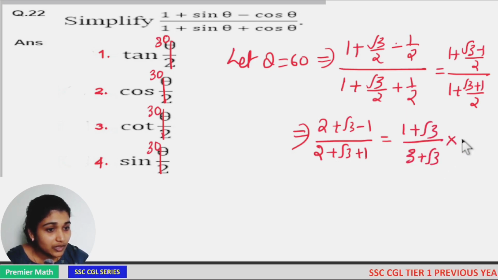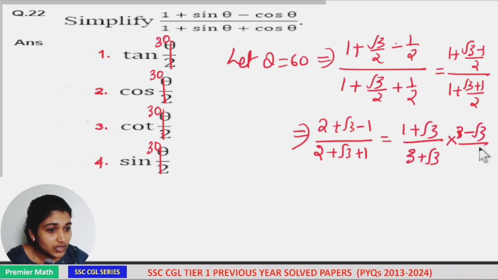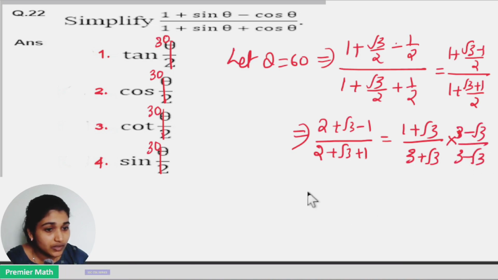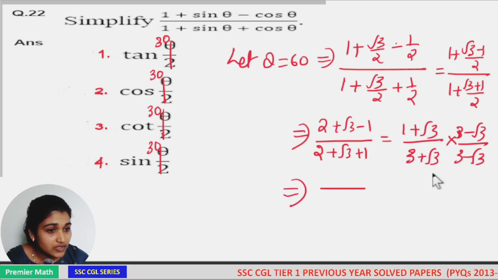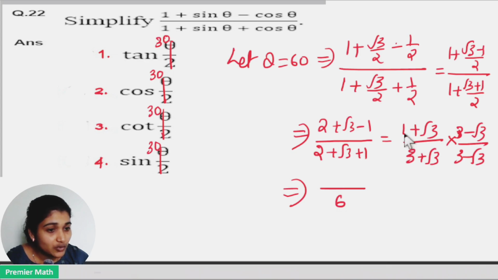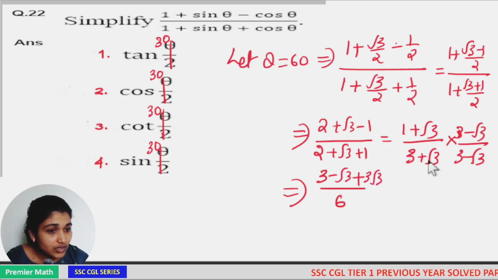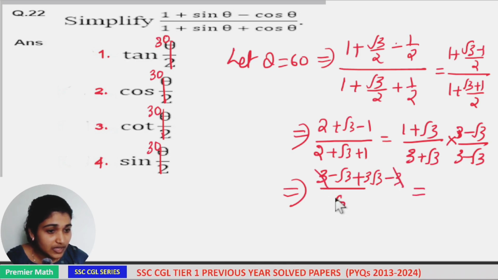So multiply the expression with 3 minus root 3 divided by 3 minus root 3. 3 minus root 3 divided by 3 minus root 3 is 1. So here in denominator you have a plus b into a minus b. That will become 3 square minus root 3 square, which is equal to 9 minus 3, 6. In numerator you have 1 into 3 is 3 and 1 into minus root 3 is minus root 3 and root 3 into 3 is 3 root 3 and here root 3 into minus root 3 is minus 3. Now plus root 3 and minus 3 cancel.